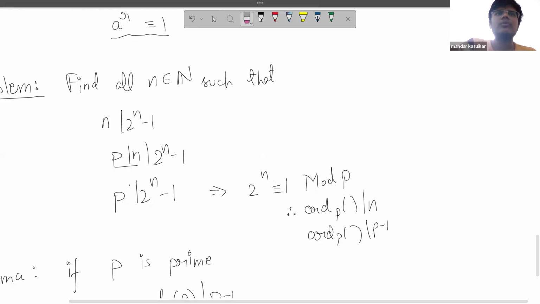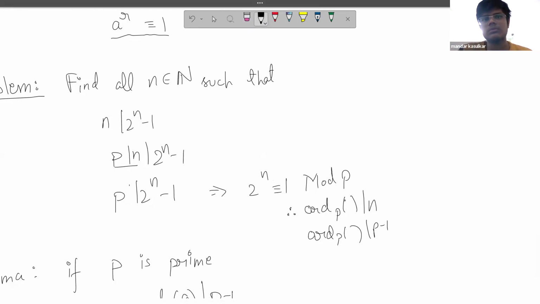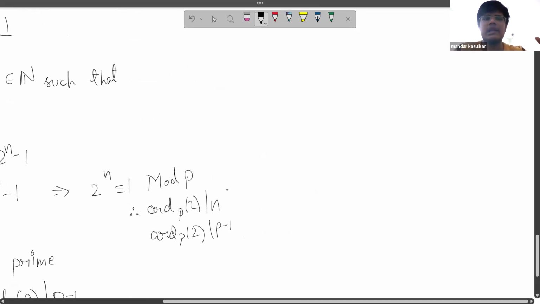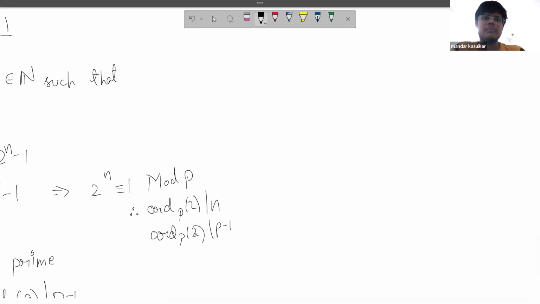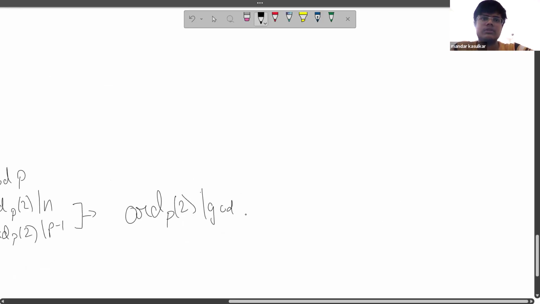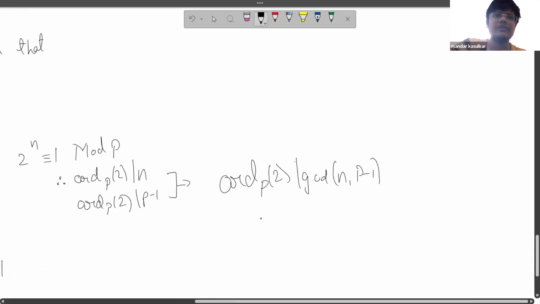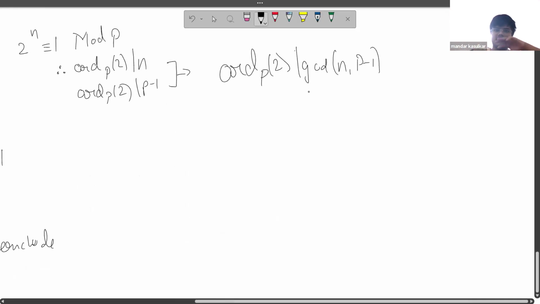Indeed, it is the order of 2. Thank you. Yes, Keshav, you are correct. This is the first interesting idea we have. We observe that order of 2 modulo P divides n and order of 2 modulo P divides P minus 1 as well. These statements together imply that order of 2 modulo P divides the GCD of n and P minus 1. Is this clear to everyone?